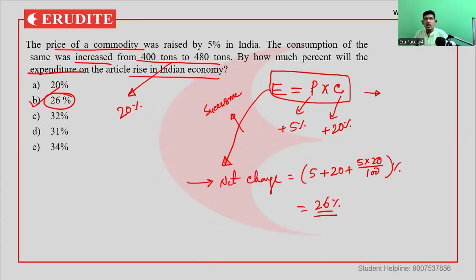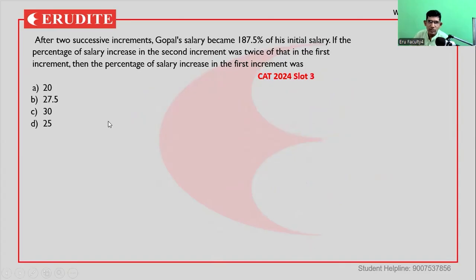Now let's understand the application of the same concept in a latest CAT example. This appeared in CAT 24 in slot 3. Okay, let's try this. It says, after two successive increments, Gopal's salary became 187.5% of his initial salary. The percentage of salary increase in the second increment was twice that of the first increment. Then the percentage of salary increase in the first increment was what percent? Quite a simple and straightforward question.